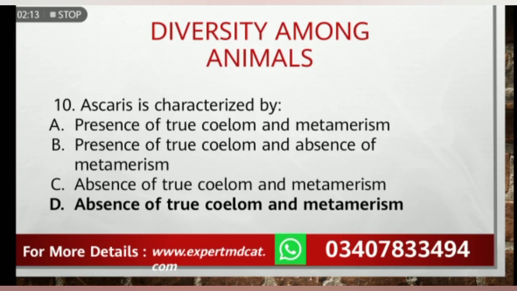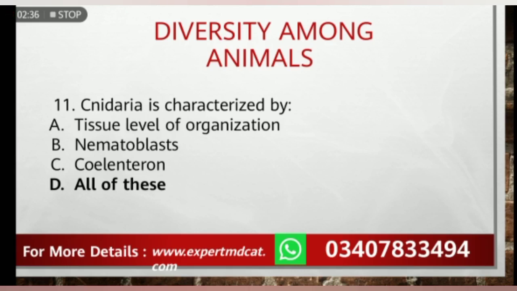Ascaris is characterized by presence of true coelom and metamerism, presence of true coelom and absence of metamerism, absence of true coelom and metamerism, or absence of true coelom and metamerism. The correct option is D, because Ascaris is not coelomate. Cnidaria is characterized by tissue level of organization, nematoblasts, coelenteron, or all of these. Correct option is all of these, because Cnidaria is diploblastic and the animals form grade radiata.